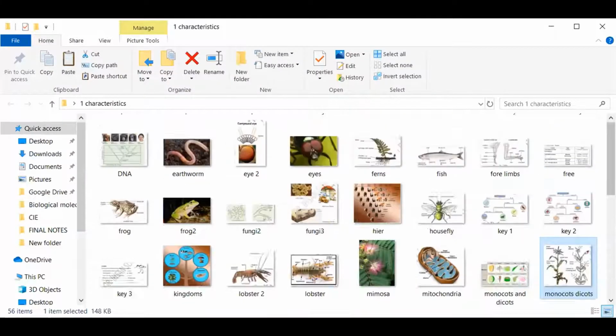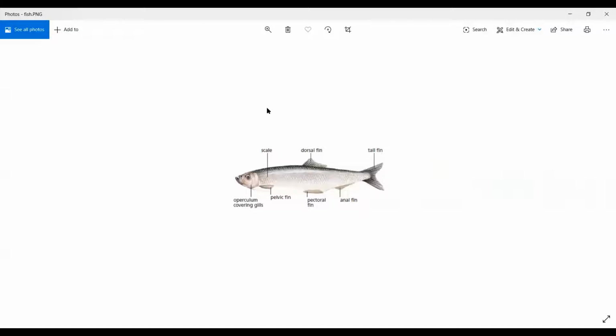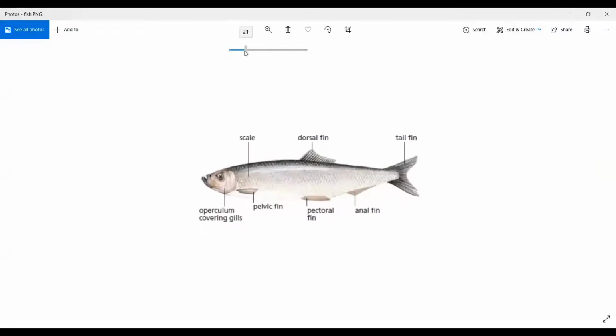Fish. Here it is. Of course, the drawing here has more than needed, but I'm going to explain it. Honestly, I'd like to give you full information.